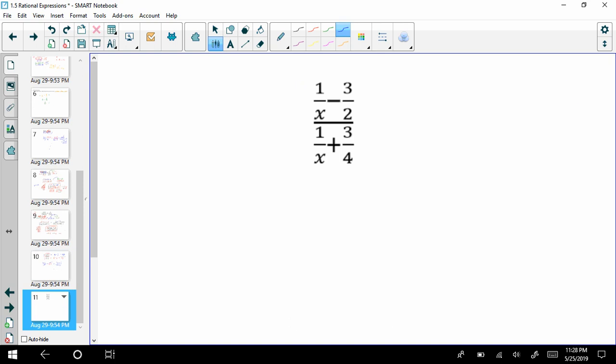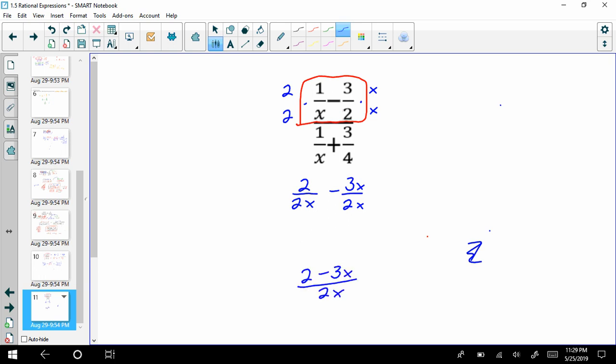Okay, one more. Again, let's focus just on the top first. So I'm going to do a common denominator so I can write it as one fraction. So the left one, it looks like, would need a 2, and the right one would need an x. So I'd get 2 over 2x minus 3x over 2x, which, if I wrote that as one fraction, 2 minus 3x over 2x.